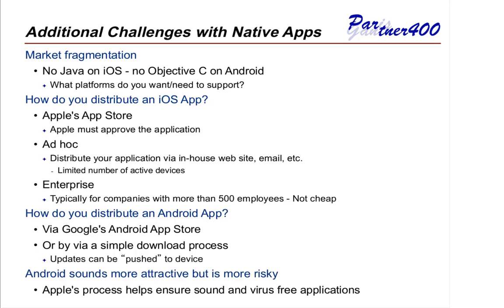Android apps, on the other hand, are just delivered either via Google's Android App Store or a simple download process. Now, Android sounds a lot more attractive, but it's much more risky. In the process that Apple use in validating applications, they make sure that your code isn't trying to do anything or touch anything that it shouldn't. The Google Android App Store doesn't have such strict requirements. And simple download, of course, means that you can download anything, including viruses, germs, goodness knows what else.